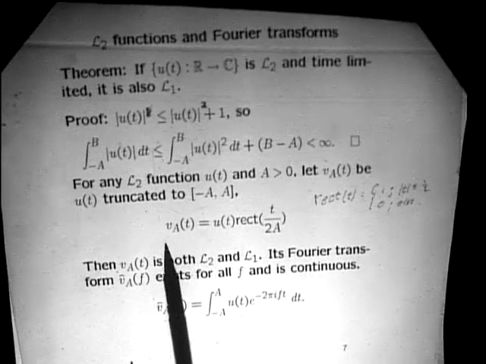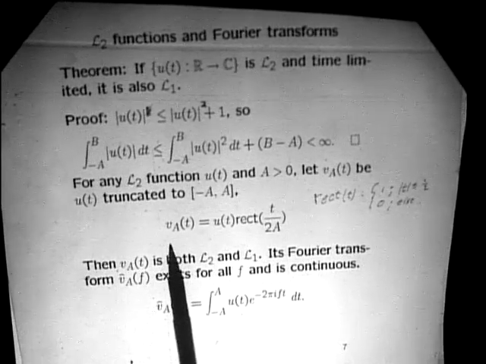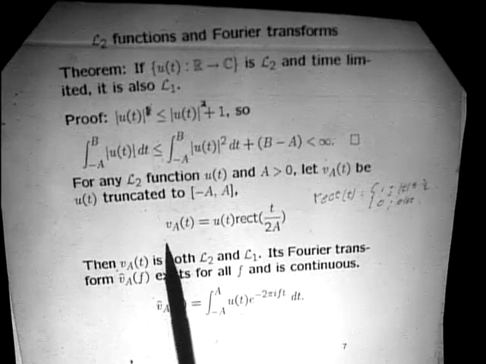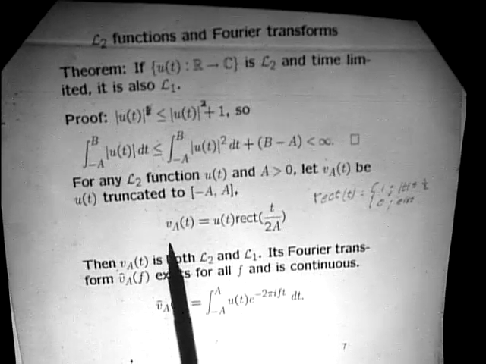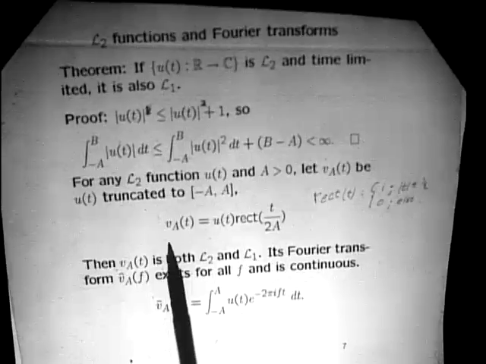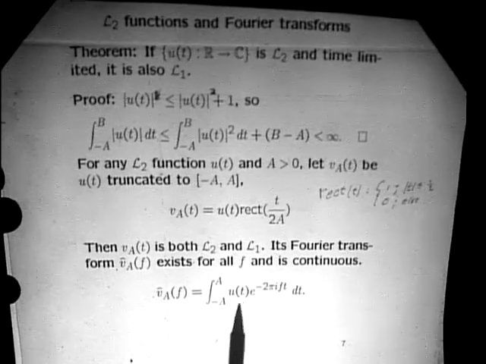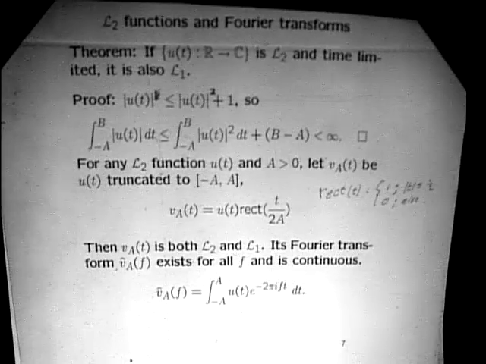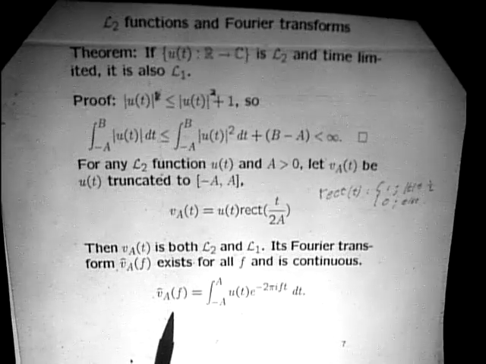That's one of the reasons why we like to deal with finite energy functions: by definition, they cannot have appreciable energy outside of very large limits. How large those limits have to be depends on the function, but if you make them large enough, you will always get negligible energy outside of those limits. Okay, so then we can take the Fourier transform of this function within those limits, and we get something which we hope is going to be a reasonable approximation of the Fourier transform of u of t.